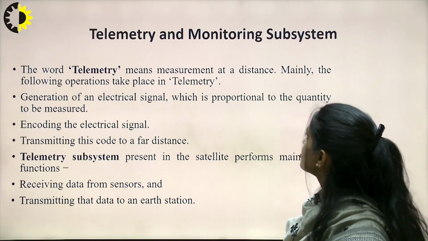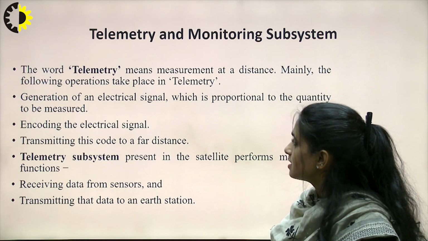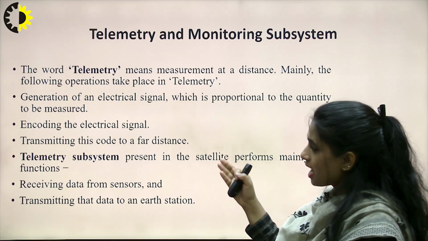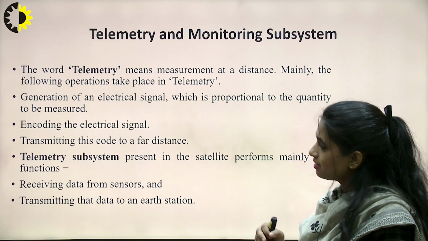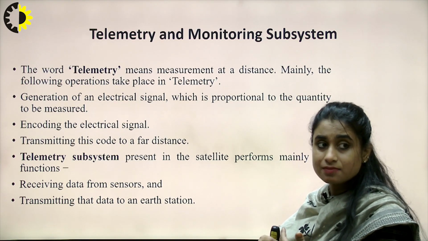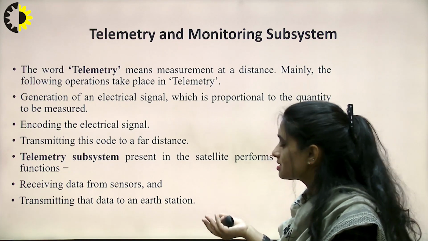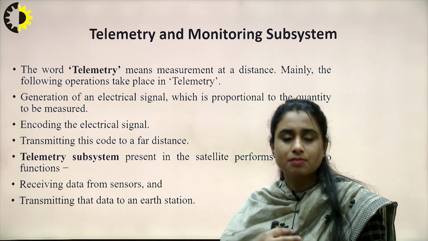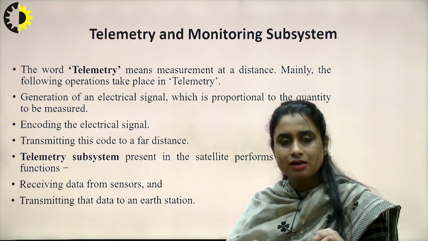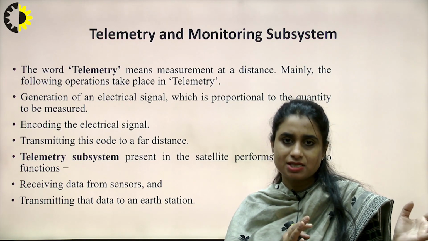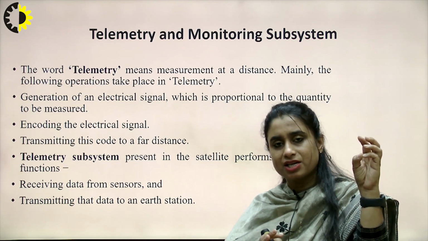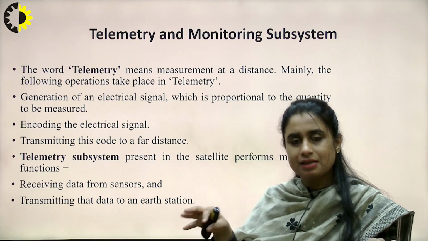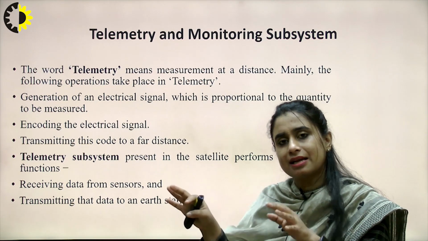Telemetry means measurement at a distance: generation of an electrical signal which is proportional to the quantity to be measured, encoding the electrical signal, and transmitting this code to a far distance. These are the steps which occur. See, the basics of communications are obvious: modulation, multiplexing, error control. These are a separate field which we study in analog communication systems, digital communication systems, computer networks. So we consider that is there. We are basically focusing on the satellite part, right.